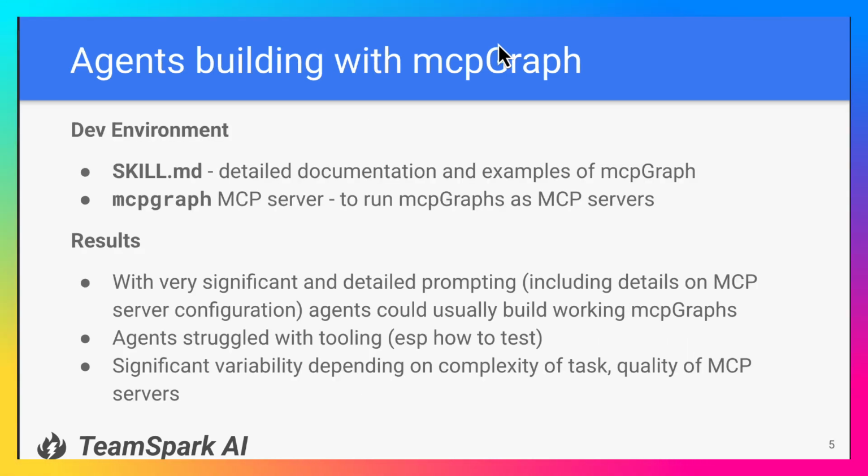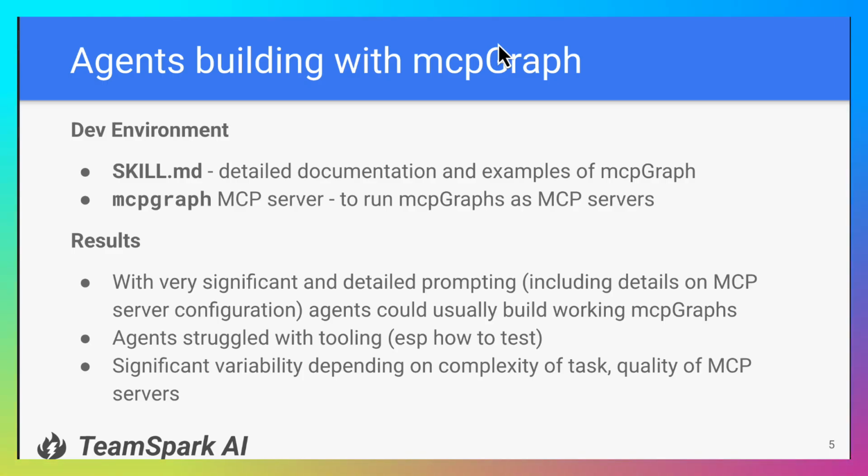So how do agents actually build with mcpGraph? This is the first thing we started playing with. We built an agent skill, a skill.md file that had detailed documentation of the mcpGraph format and the MCP server itself. And we gave that skill and the mcpGraph server to an agent. And we started prompting it to go build graphs, to say, hey, go use this set of tools and build another tool that does some new thing.